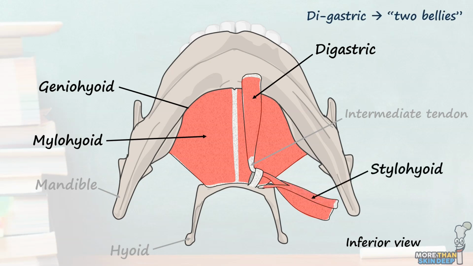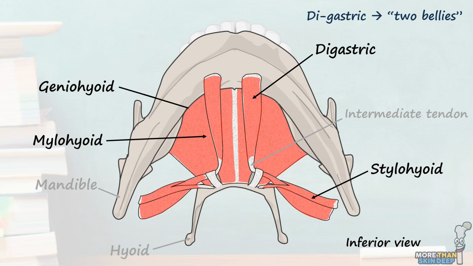Lastly, we have the stylohyoid muscle, which starts from the styloid process of the temporal bone and splits to insert into the hyoid bone either side of the digastric tendon. All of these muscles are paired left and right except for mylohyoid, which spans across the midline.